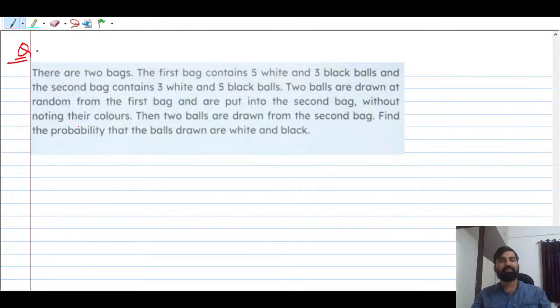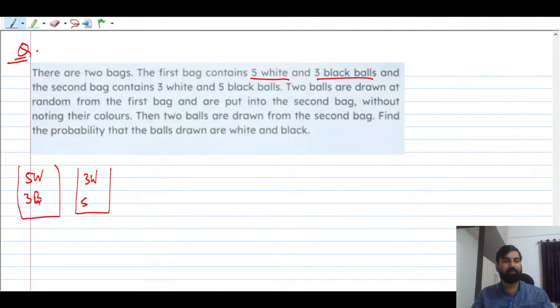So there are 2 bags. The first bag contains 5 white balls and 3 black balls, right? Let me draw here 5 white balls and 3 black balls. And the second bag contains 3 white balls and 5 black balls. Okay. 2 balls are drawn at random from the first bag and are put into the second bag, right? Meaning, either you can draw 2 white balls or 2 black balls, without noting their color. So it can be 2 white, it can be 2 black, and it can be white and black also, right?